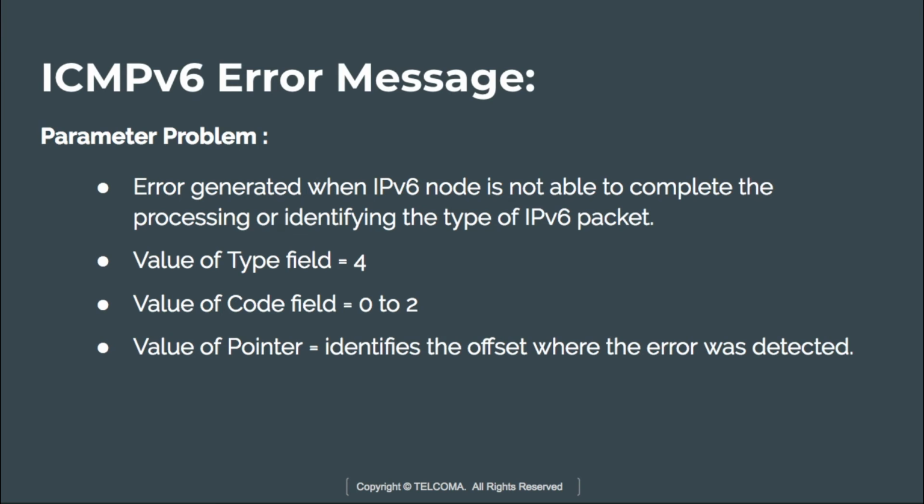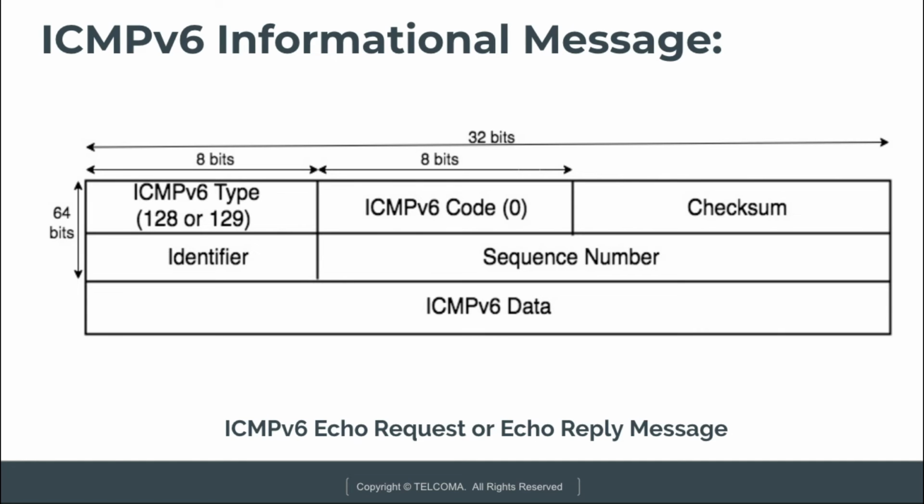So this is all about the error messages. The next message is the ICMPv6 informational message. This is the packet format of the informational message. Informational messages are of two types, the echo request and the echo reply message. The ICMPv6 type indicates two values, 128 and 129. 128 indicates the echo request and 129 is for the echo reply message.